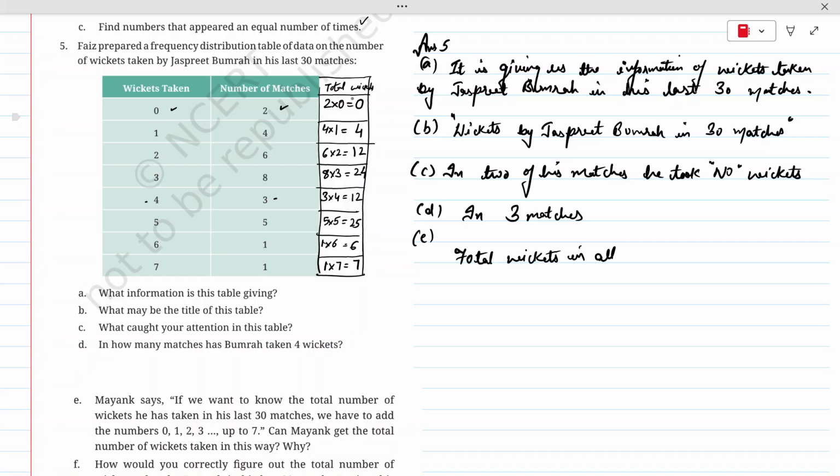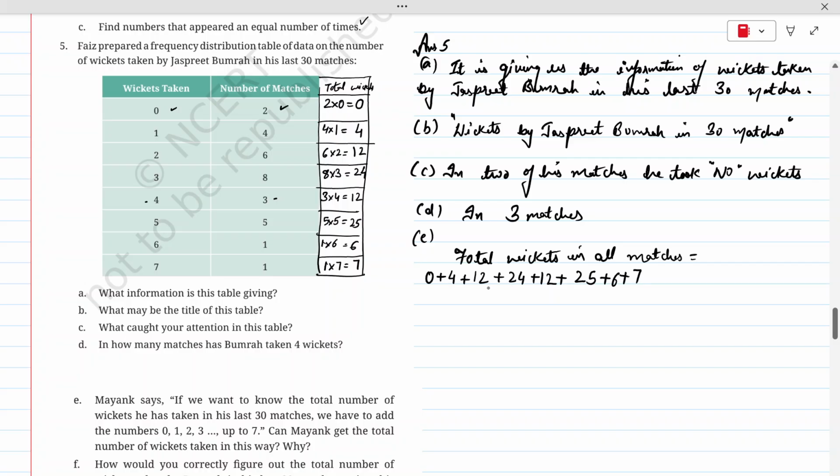It will be the sum of all these matches, I'm just writing here, 0 plus 4 plus 12 plus 24 plus 12 plus 25 plus 6 plus 7. Okay, let's add it fast.